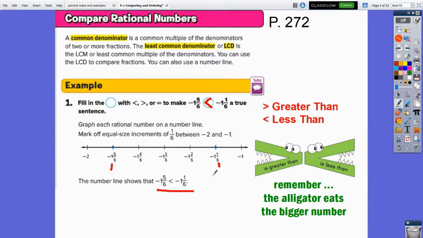The number line can help you on these really because negative numbers, just remember that negative numbers go in the opposite direction. The bigger the absolute value of the negative number, the smaller the number, because it's going to be further to the left on the number line.